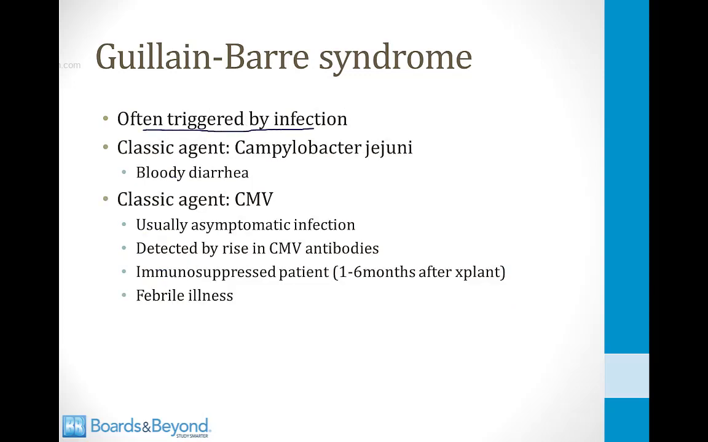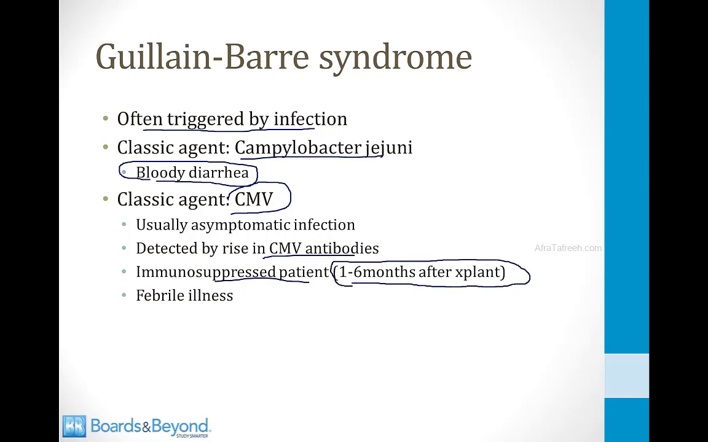Guillain-Barré is often triggered by infection, and the two classic agents are Campylobacter and cytomegalovirus. So in Campylobacter, a patient will have an episode of bloody diarrhea, and that will resolve, and then a few days or weeks later, they'll develop the ascending muscle weakness of Guillain-Barré. Cytomegalovirus is usually asymptomatic in healthy people, and the only way it's been associated with Guillain-Barré is by finding the antibodies. But some people who are immunocompromised get symptomatic cytomegalovirus infections. So this might be a patient who's immunosuppressed after a transplant on immunosuppressant drugs, or maybe someone with HIV, and they'll have sort of a mild febrile illness from the cytomegalovirus, and in a few days or weeks later, they'll develop the muscle weakness related to Guillain-Barré syndrome.